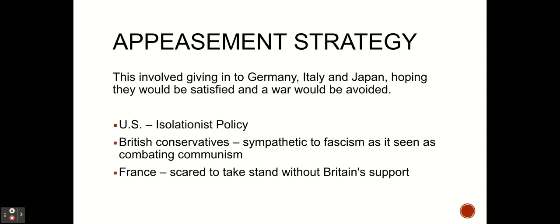So the appeasement strategy. This involved giving in to Germany, Italy, and Japan, hoping they would be satisfied and a war would be avoided. So we had the US isolationist policy, and the British conservatives sympathetic to fascism, as it's seen as combating communism, and France was scared to take a stand without Britain's support. We know that France was a little bit indecisive in terms of their commitment, and this was very clear in this appeasement strategy.